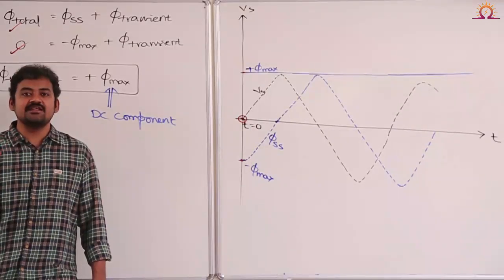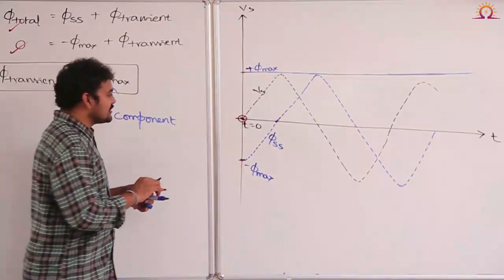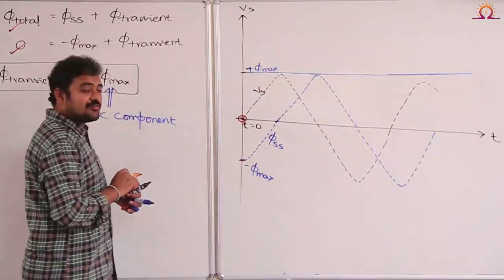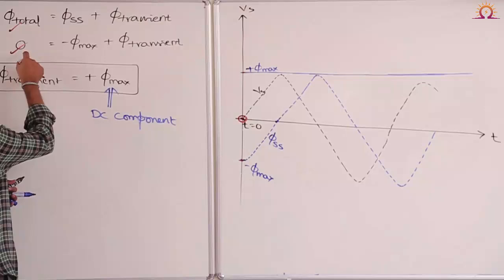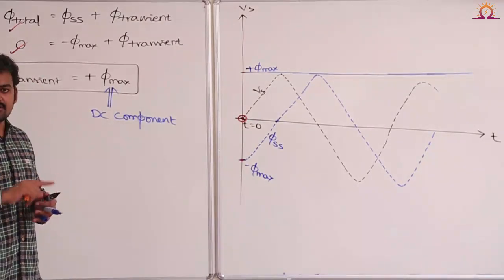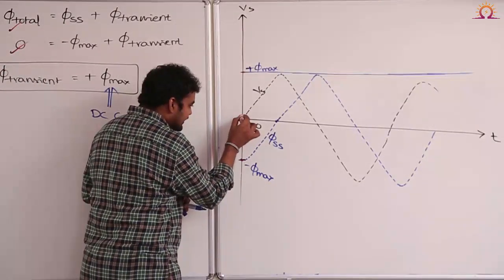Because the transformer is highly inductive, it does not allow a sudden change in current. So that's why the total flux is equal to 0. If it is a practical transformer, total flux is equal to 0 or it will be equal to the residual value. Yes, it will be equal to the residual value, but that I am neglecting. This is the total flux at the time of switching.